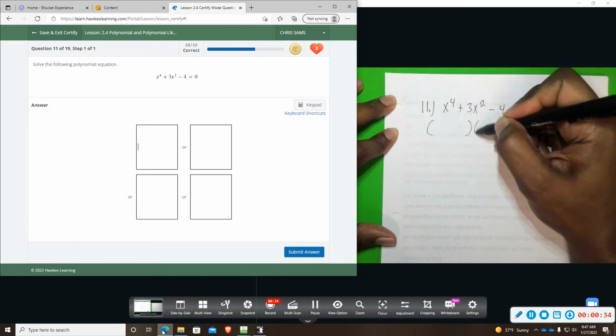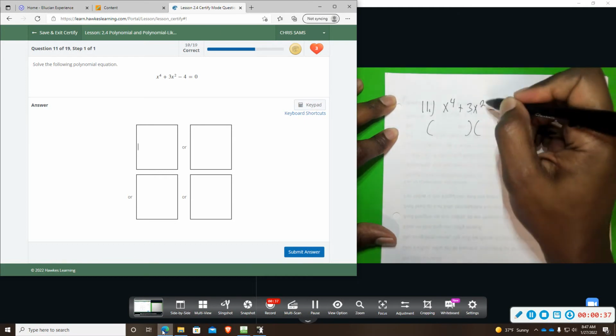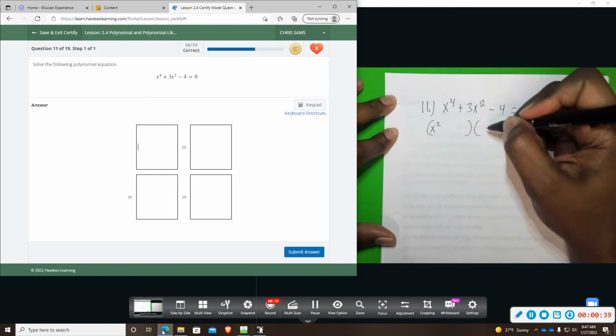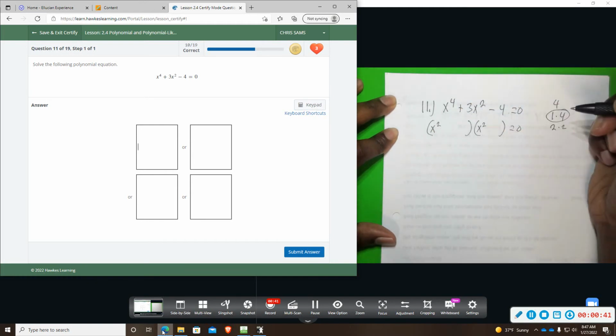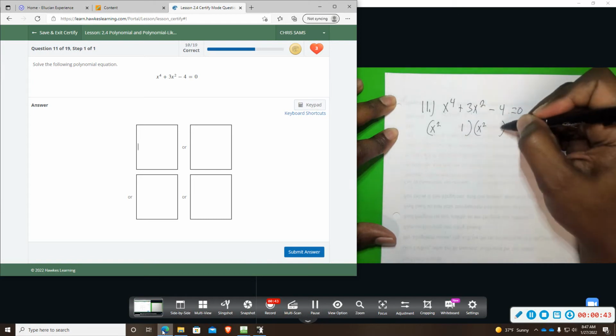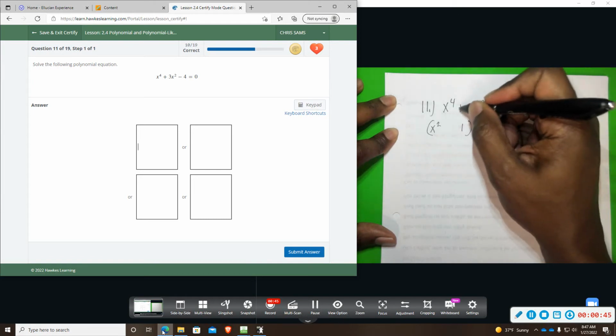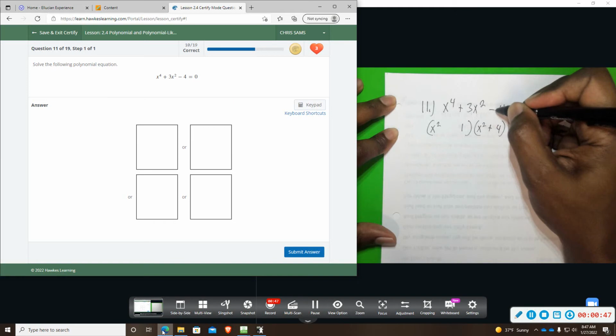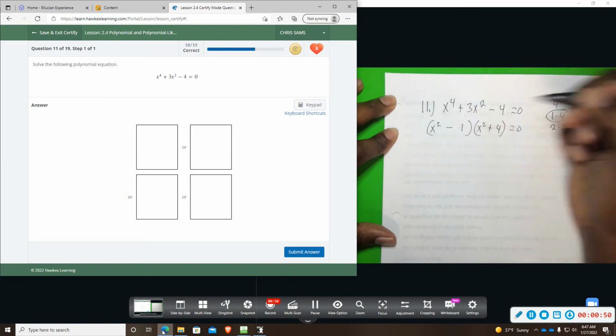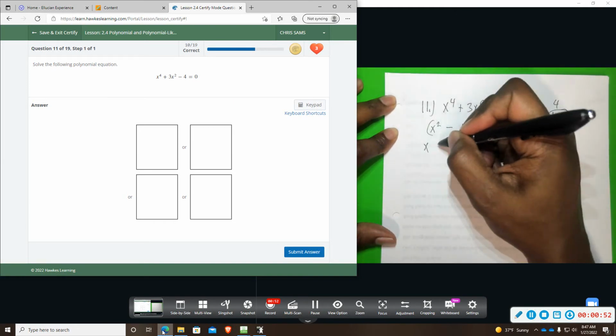Two sets of parentheses. Split up, we have x squared in each at the front, 1 and 4 at the back. First sign is my bigger number. Second sign tells me they're different. And then set them equal to 0 and solve.